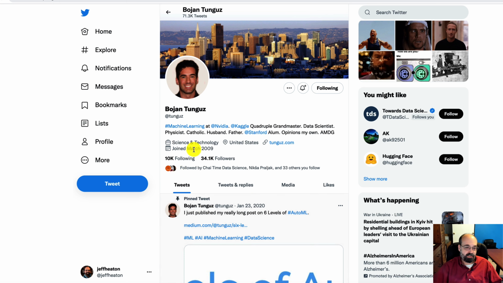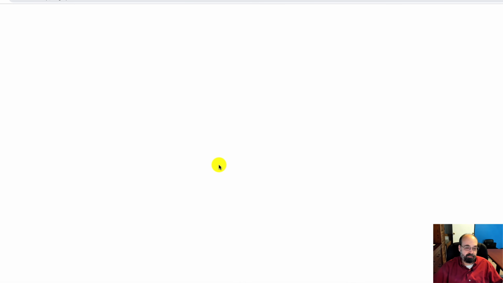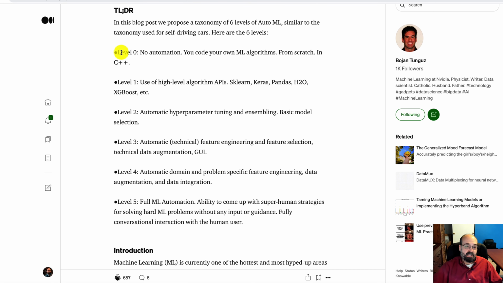And if you go to Bojan's Twitter page, he's a major luminary, I would say, in the area of machine learning, absolutely one of the top Kagglers in the world, and works for NVIDIA. This is his paper, and I'll just briefly explain this. He talks about the six levels of AutoML, similar to the levels for a self-driving car to be totally autonomous. Level zero, you code your own ML algorithms from scratch in C++. I remember those days. They were not good.